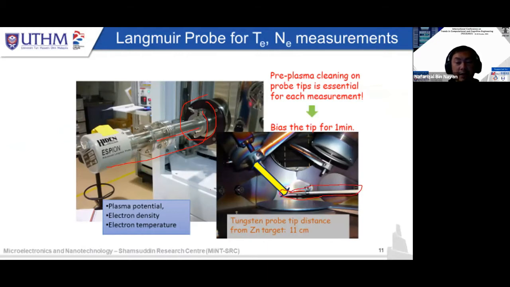Okay, of course, we know that there is emission inside the chamber. So the tungsten probe, we can have the distance from the plasma that I will use for this experiment, which we call a sputtering plasma. So this sputtering plasma is using a zinc sputter target. The distance between this tungsten probe and the zinc sputter target is 11 centimeter.